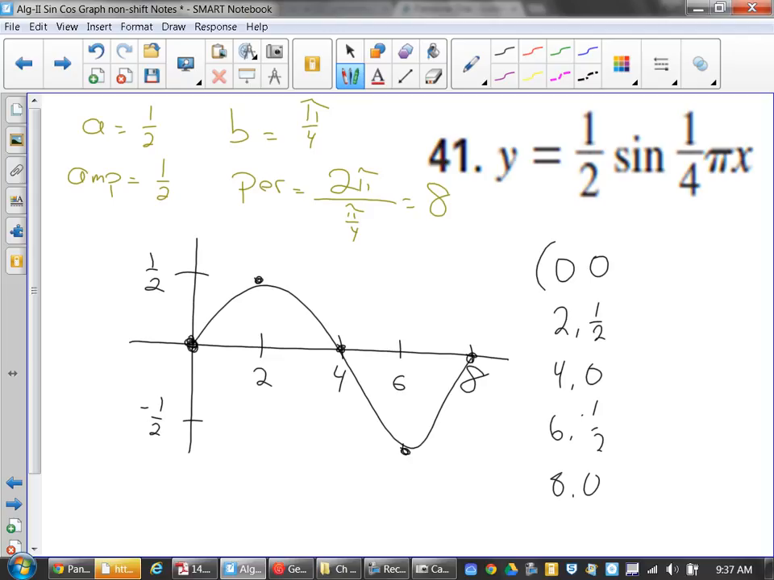I'm guessing tangent will have a different starting point. Tangent is a little bit weird. We do tangents all by themselves.